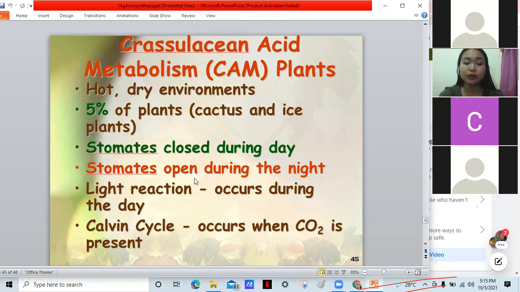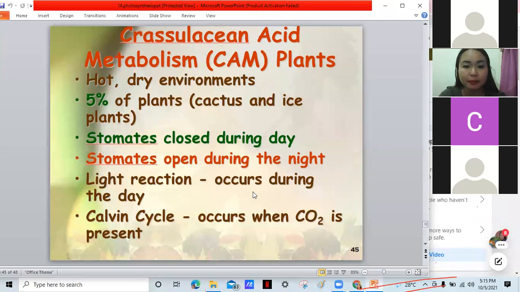So stomates will only open during the night, and this adaptation, the light reaction occurs during the day. But during the Calvin cycle, this will only occur when carbon dioxide is present. So para silang mga dormant, and they will only take place the photosynthesis whenever they have available resources. No? So those are the CAM plants.